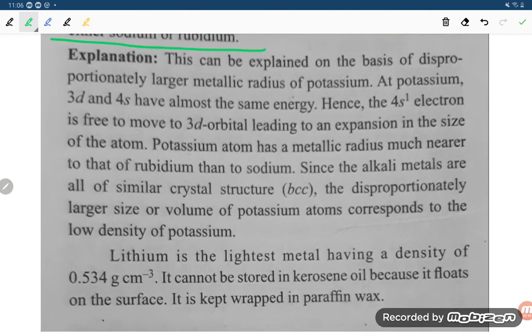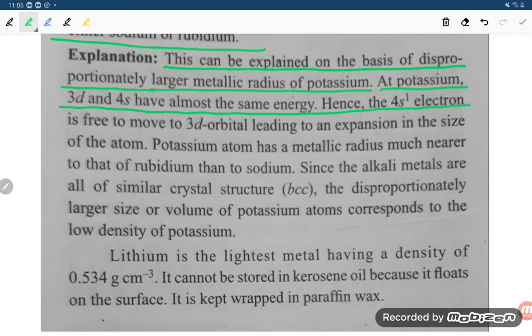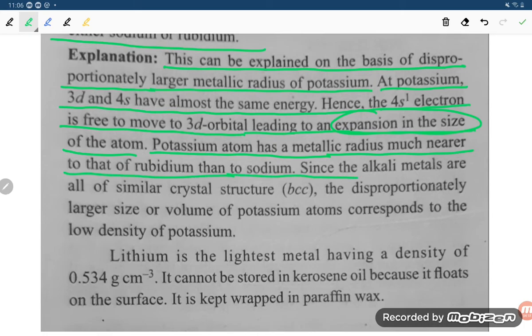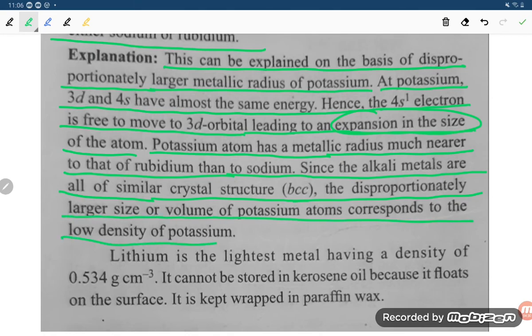Let us see why potassium has lower density. This can be explained on the basis of disproportionality. Potassium has a larger metallic radius. In potassium, 3d and 4s have almost the same energy, hence the 4s1 electron is free to move to the 3d orbital, leading to an expansion in the size of the atom. So the potassium atom has a metallic radius much nearer to that of rubidium than sodium. Since all alkali metals have a similar BCC crystal structure, the disproportionately larger volume of the potassium atom corresponds to the low density of potassium.